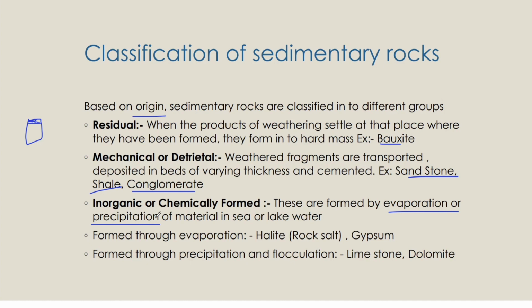So by evaporation, the rocks that are created are like halite, which is called rock salt, and also gypsum. And by precipitation, mainly the sea throws away the things that come into contact with it. The sea can transport any type of rock particles, and they are deposited in one place. So by precipitation and flocculation, some types of rocks can be created. The examples are limestone and dolomite.